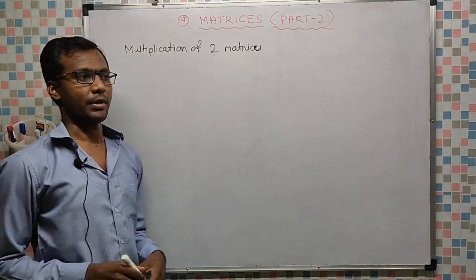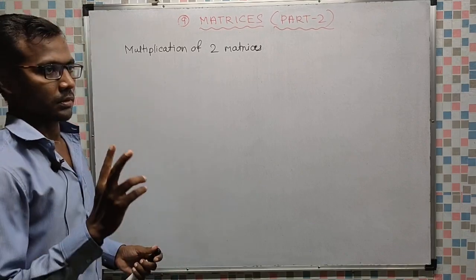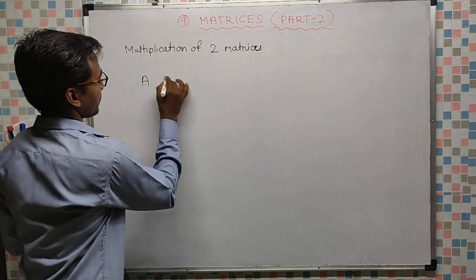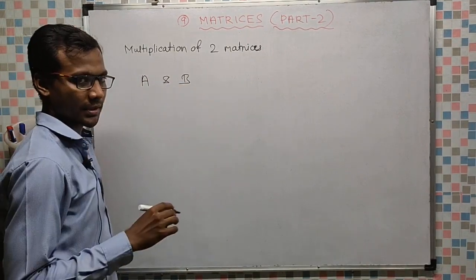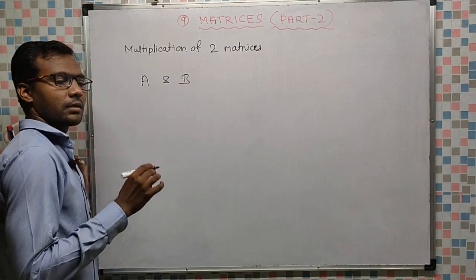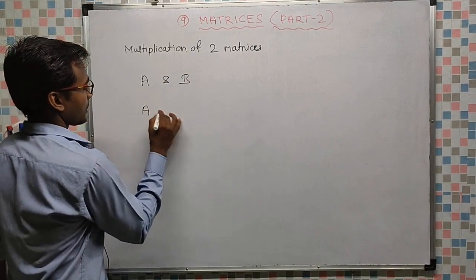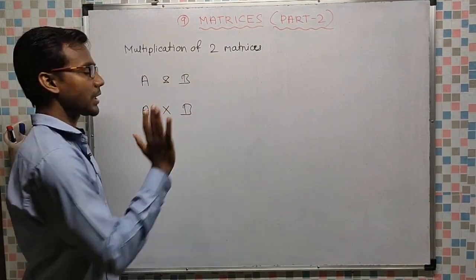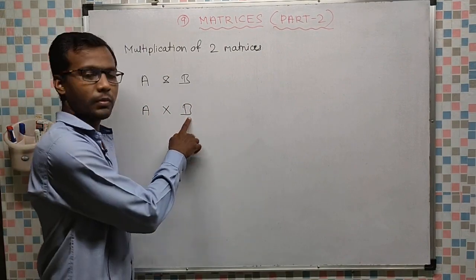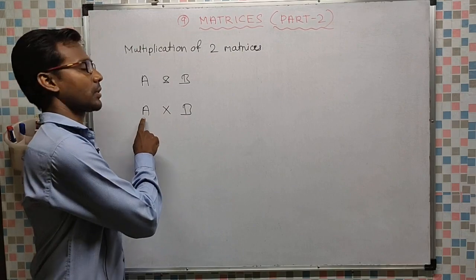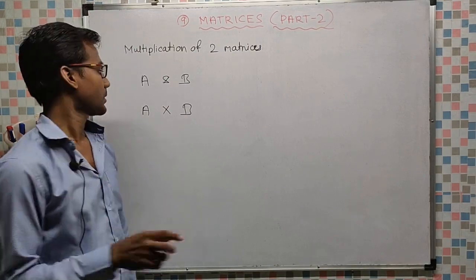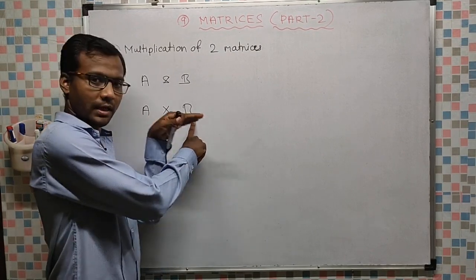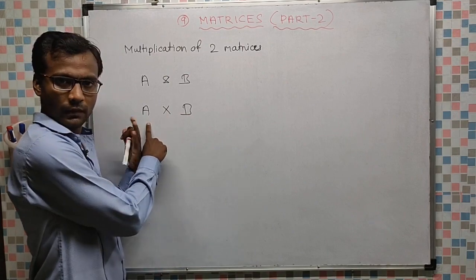Multiplication of two matrices. Suppose there are two matrices A and B. These two matrices can be multiplied, means A into B is possible, if the number of rows of B is equal to the number of columns of A. Remember the condition: A into B is possible if the number of rows of B, means the number of rows of the second matrix, is equal to the number of columns of the first matrix.